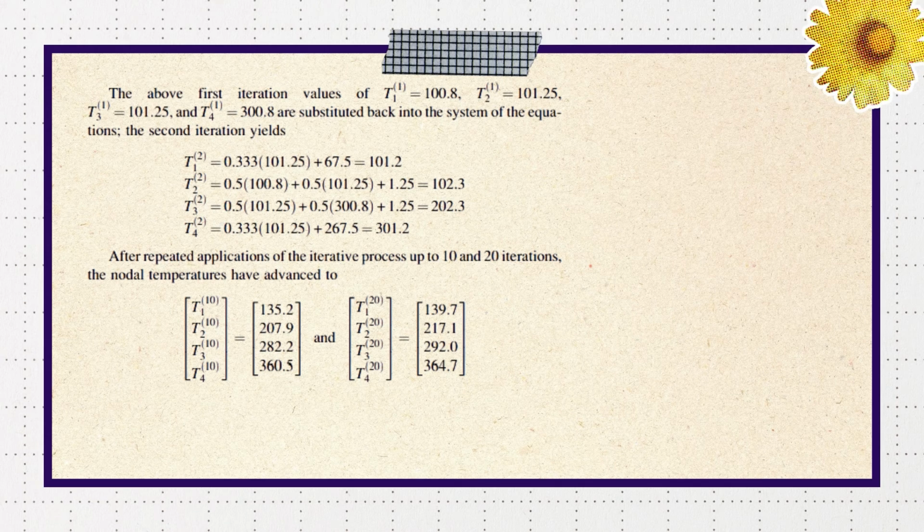For the nodal temperatures up to 10 iterations, we get T1 equals 135.2, T2 equals 207.9, T3 equals 282.2, T4 equals 360.5. While if we do the iteration until 20 iterations, we get T1 equals 139.7, T2 equals 217.1, T3 equals 292, and T4 equals 364.7.